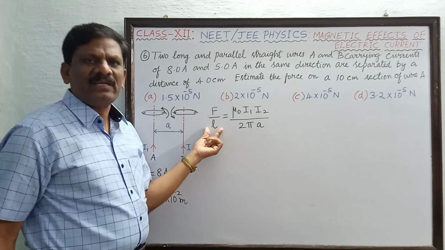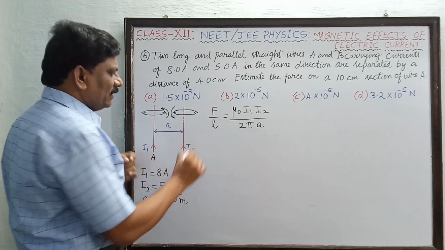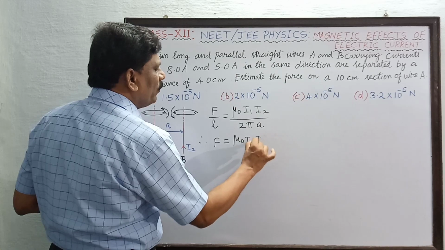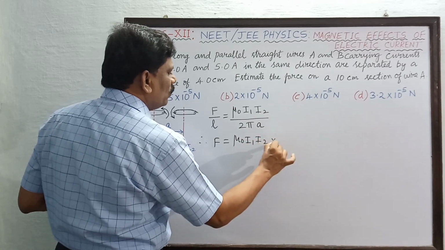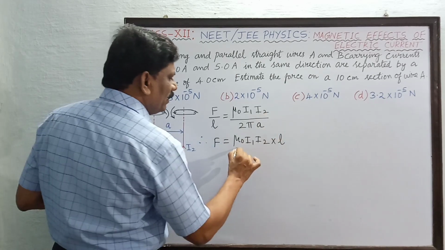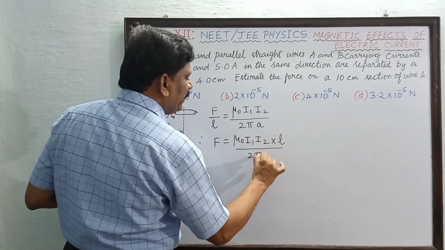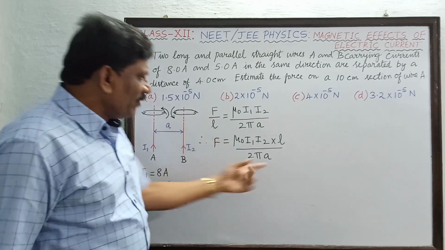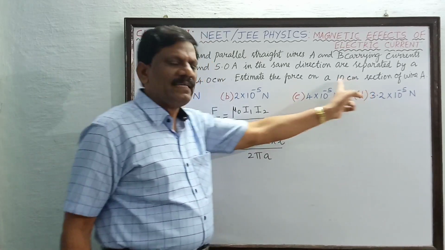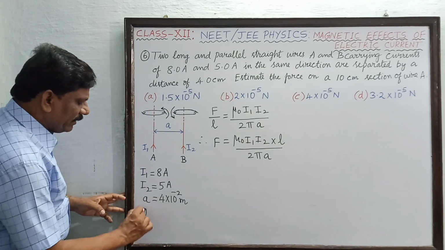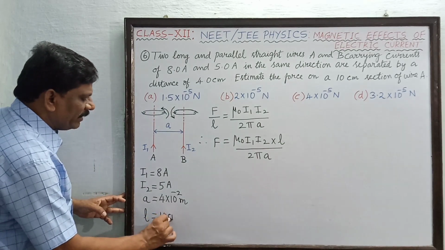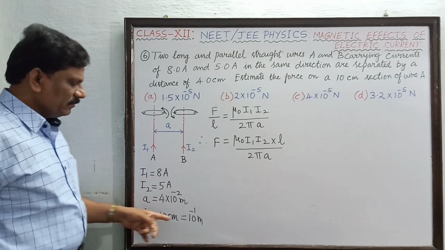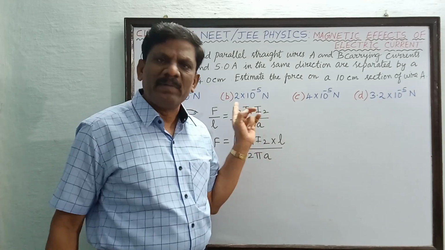Therefore, for the given section L, F is equal to mu naught into I1 into I2 into L divided by 2 pi into A. So for a given length, the given length is 10 centimeter. So L is equal to 10 centimeter, which is 10 power minus 1 meter. We can represent it in the SI unit, 10 power minus 1 meter.